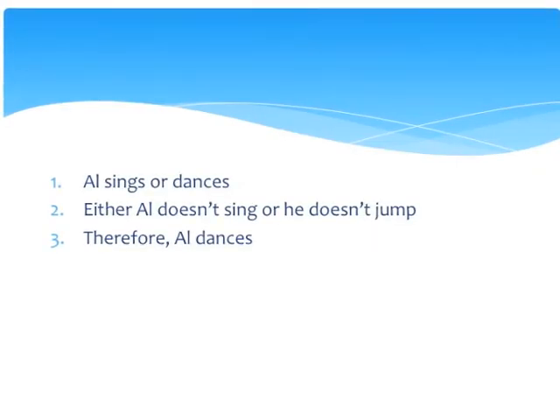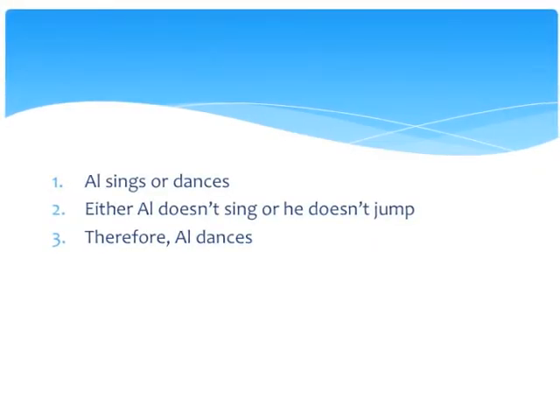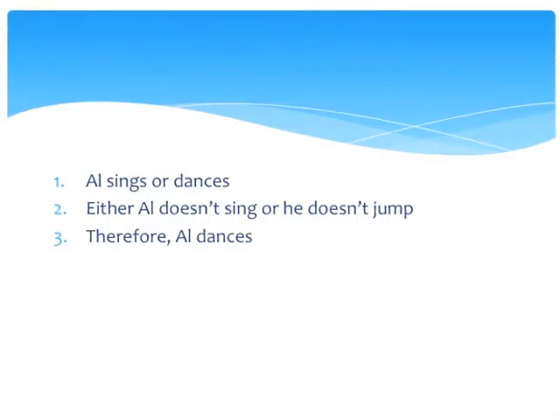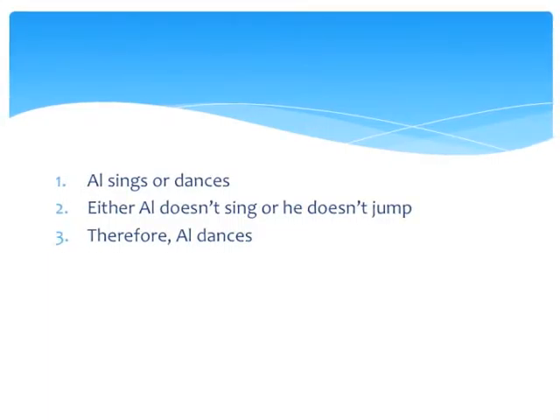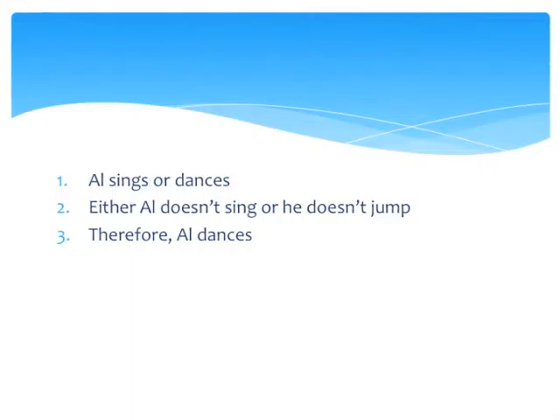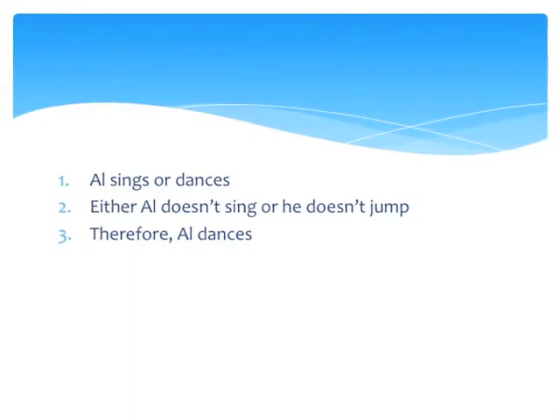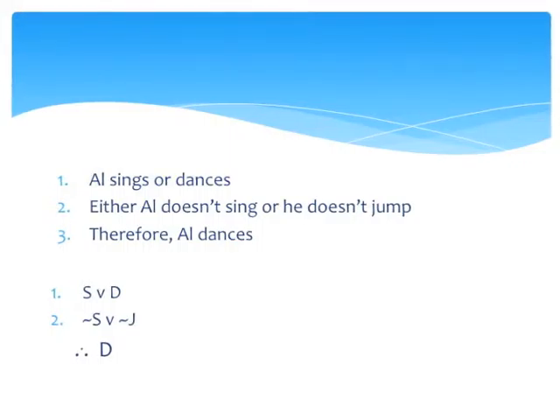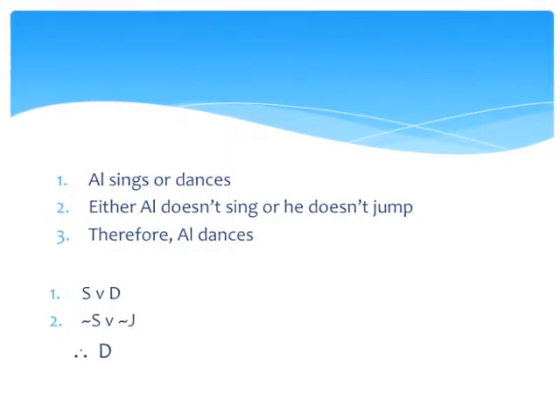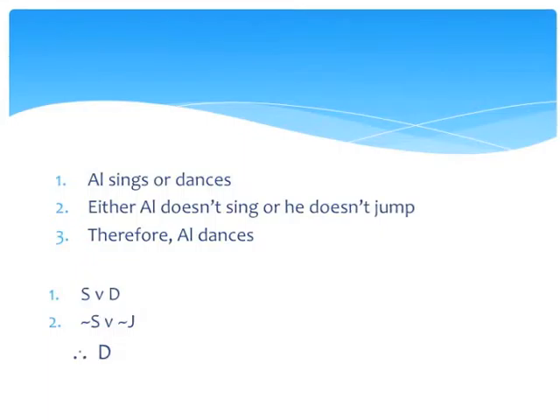Now let's consider a different argument. The first premise is Al sings or dances. The second premise is either Al doesn't sing or he doesn't jump. The conclusion is Al dances. Using the same abbreviations as in the previous example, we see that the argument is S or D, not S or not J, therefore D.